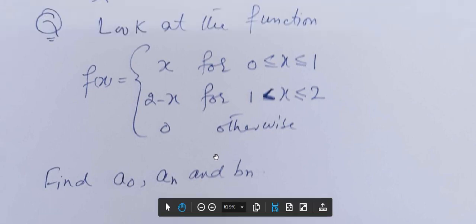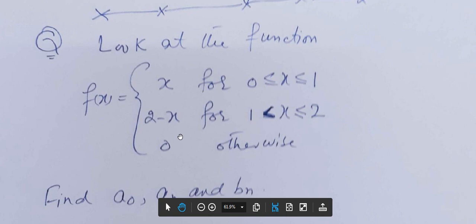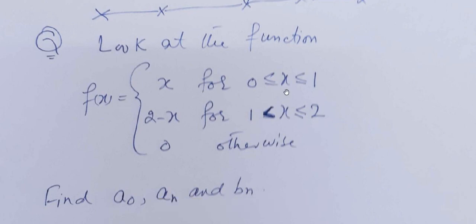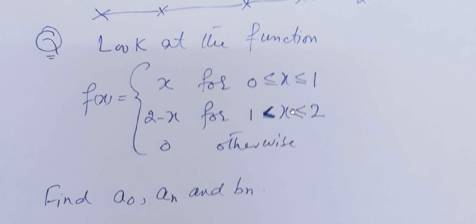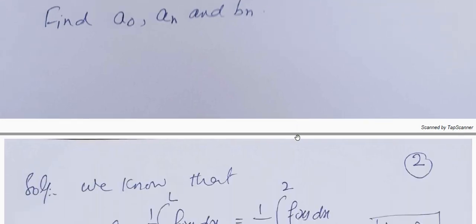Now here you can see our function is given as a piecewise defined function, where f of x is x between 0 and 1, and then from 1 to 2 it is 2 minus x, and otherwise it is 0. You can see here x varies from 0 to 2. So it means L will be 2, because we said x will be varying from 0 to L. So in that case L is 2. Now we will find them one by one.